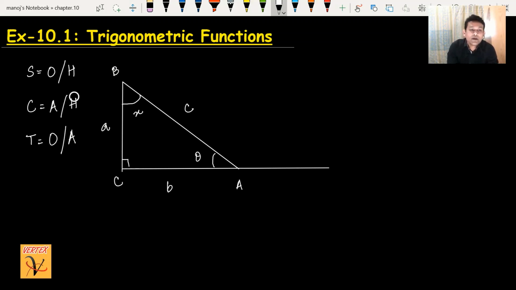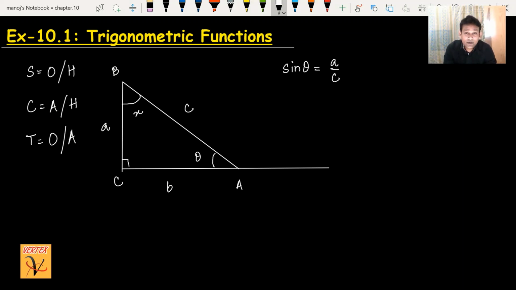What is opposite? When we consider angle theta, the opposite is A. When we consider angle x, the opposite is B. We have to use these according to the required angle. What is my target? When I want to write sine theta, what is sine theta equal to? Sine theta is opposite upon hypotenuse, A upon C. I'm writing A upon C.